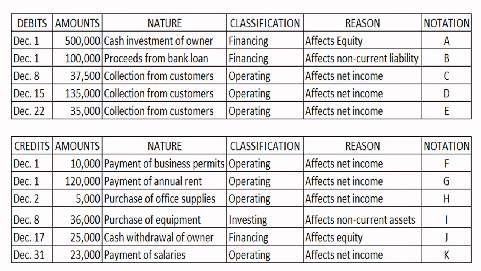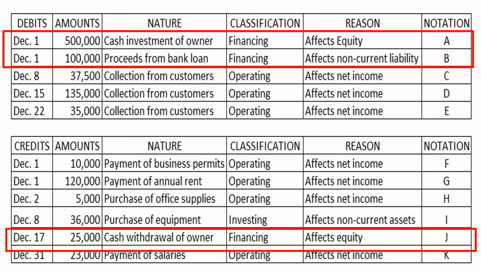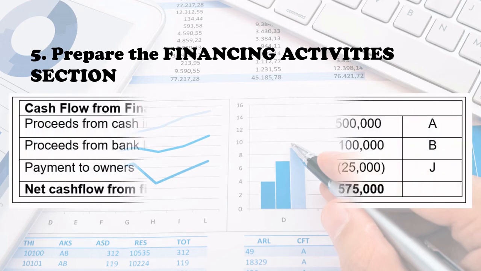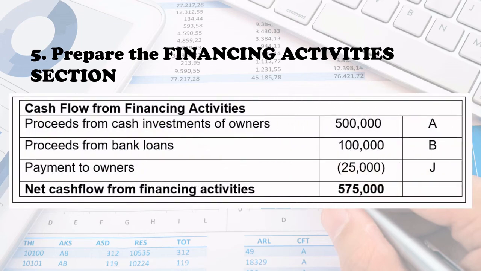Ito naman yung mga transactions classified as financing activities. We can now prepare the financing activities section. Yan, sulat lang, proceeds from cash investment of owners, then amount, proceeds from bank loans, and payment to owner. Bakit nga naka-parentheses ng 25,000? Kasi siya ay cash outflow or kabawasan sa cash.